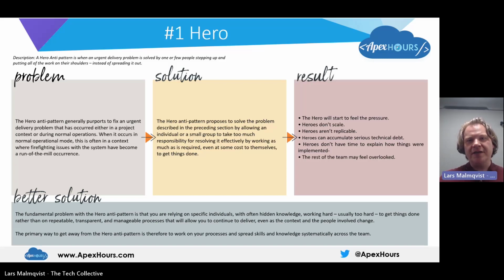And that concludes our list of the top 10 anti-patterns. We will now reflect a little bit on how you can incorporate this kind of anti-patterns thinking in your day-to-day work, and then we'll wrap up.